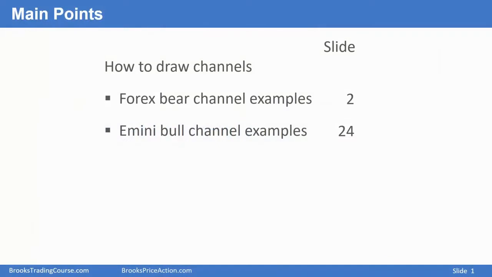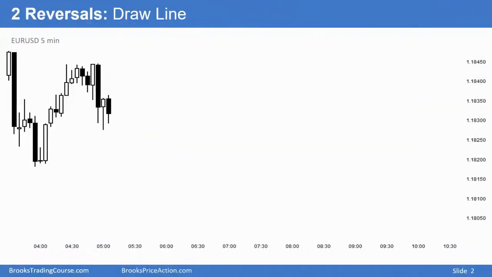I'm going to begin by using the Forex market to show examples on how to draw bear channel lines, and then I'll move on to the E-mini market and I'll talk about examples on how to draw bull channel lines. With any chart, I'm always looking for reversals. Here we reversed up again. So we have 2 points and I can draw a line. Here we went up and then down, so we reversed down again. I can draw a line across the top. The market might be in a broad bear channel, it might be in a bull trend.